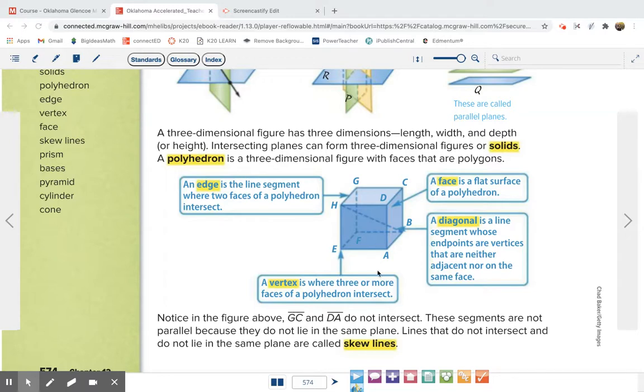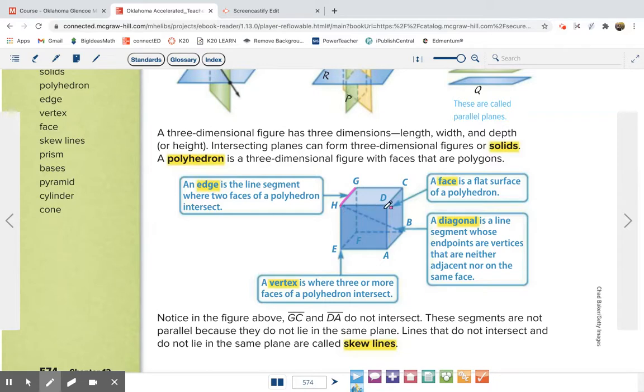Okay, the face that is on the bottom is the base. So the base of this figure would be A, B, F, E. Then edges are where you have two flat surfaces that come together to form a solid line. So for edges, we have GH, GC, CD, DH. Then we also have this left side, HE, EF, FG.